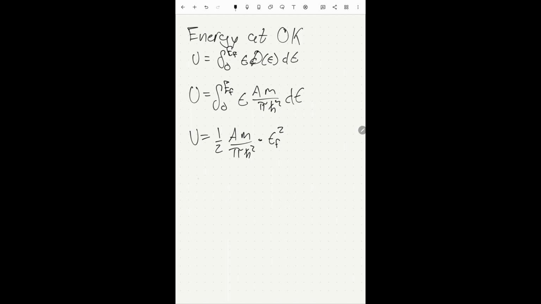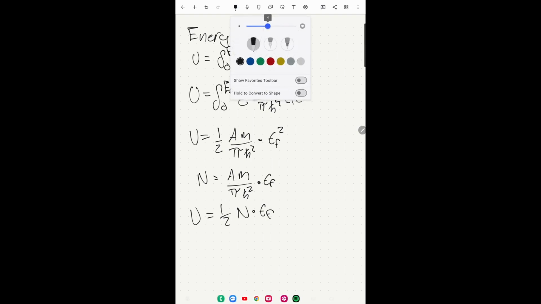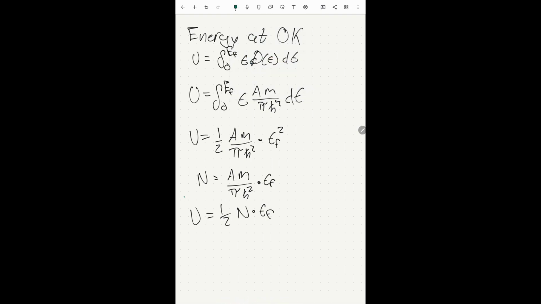Now, if you guys remember, n is equal to A m over pi h bar squared times EF. So we can simplify this down and say U is equal to 1/2 N times our Fermi energy. And this right here is our energy at 0 Kelvin.